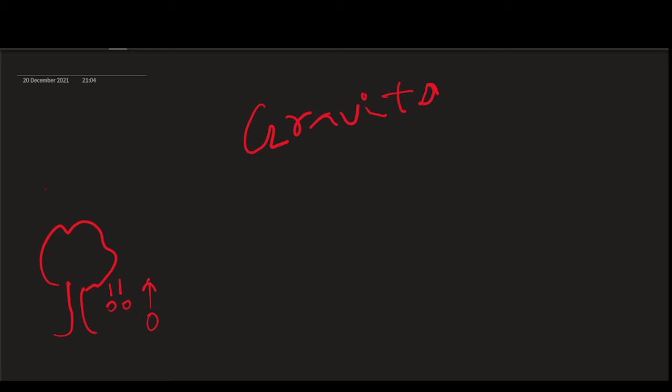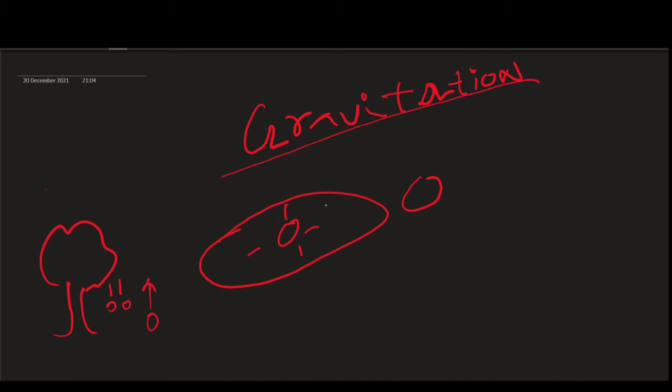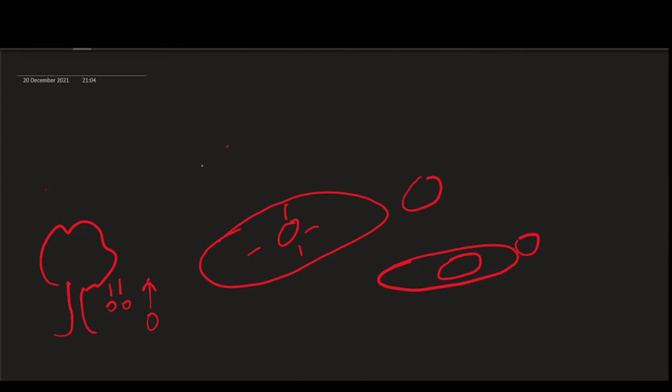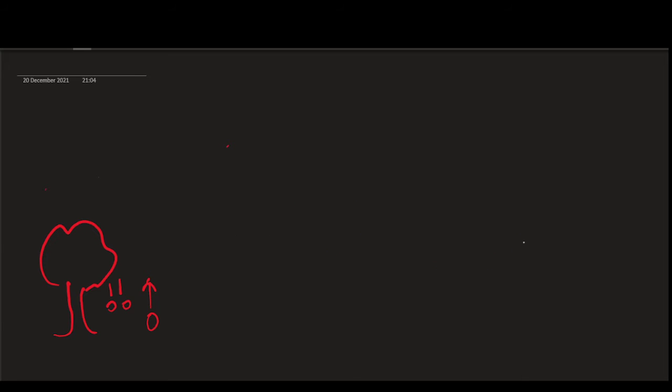And the same thing he related to the revolution of Earth around the Sun or revolution of Moon around the Earth. What he told was that apples are falling down due to the attractional force of Earth, and in the same way the attractional force of Earth is the cause of revolution of Moon around the Earth.